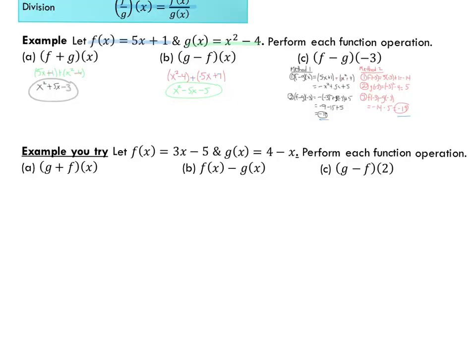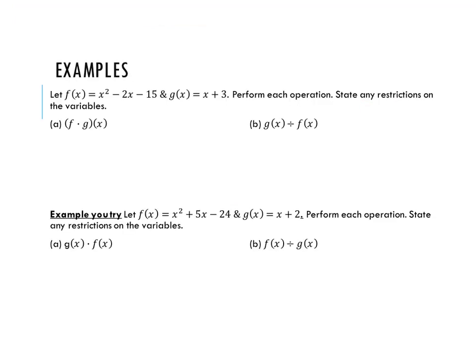Now I want you to take a minute or two and try the example you chose. Hopefully you got 2x minus 1 for A, 4x minus 9 for B, and 1 for C. Okay, so notice we're going to look at multiplication and division next. We have x squared minus 2x minus 15 for f of x, and for g of x we have x plus 3.